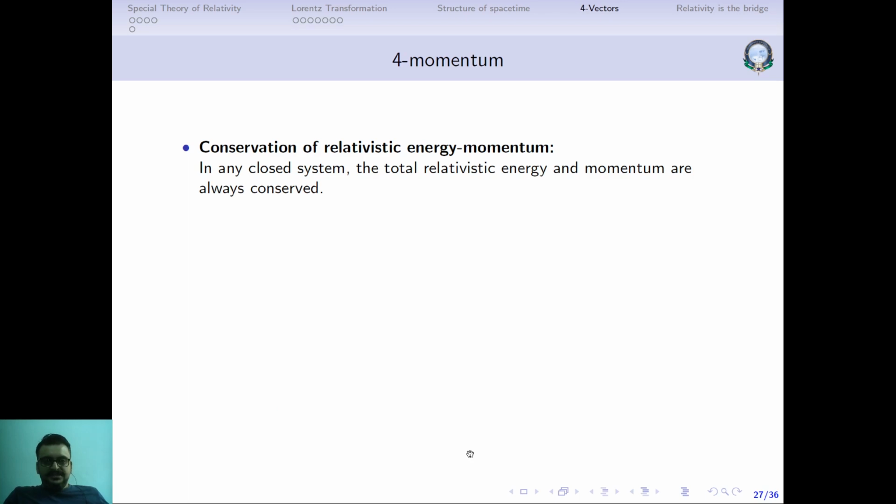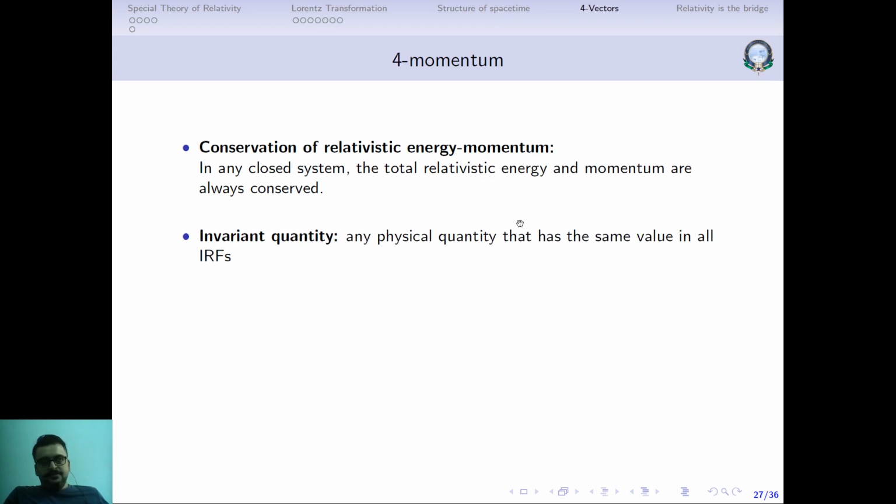So of course this brings us to what is known as the conservation of relativistic energy momentum. It can be shown that in any closed system, the total relativistic energy and momentum are always conserved. Now when we say conservation, I'll have to make a clarification here. We have used two words here, invariant and conserved, right? Invariant quantities and conserved quantities. What's the difference between them? They are not the same.